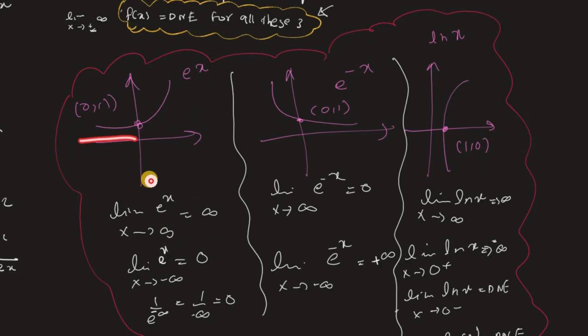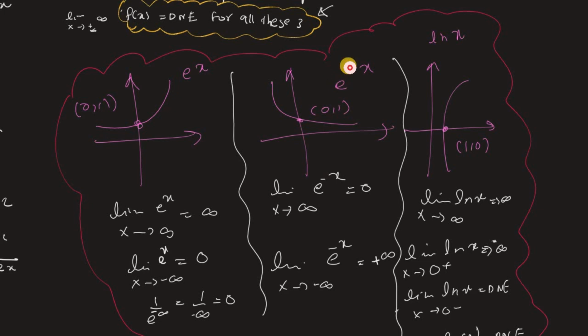And if we approach from negative infinity, what are the y values approaching? The y values seem to approach 0, right? Because there's an asymptote at 0. Or if you want, you can look at it like this: e to the power of negative infinity is 1 over e to the infinity, and that's a 0.